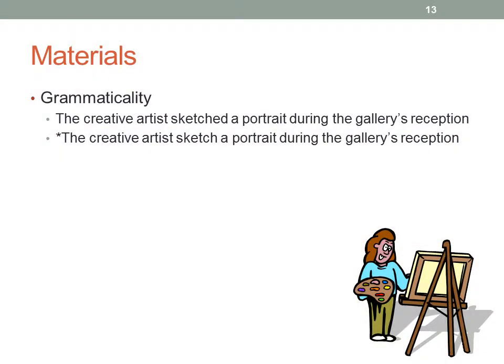By strategically selecting our sentences, we're able to examine linguistic phenomena by comparing pupil dilations in one condition to pupil dilations in another. Take, for example, the creative artist sketched a portrait during the gallery's reception, as compared to the creative artist sketch a portrait during the gallery's reception. The second sentence is ungrammatical, and we would anticipate larger pupil dilations in response to this ungrammaticality.